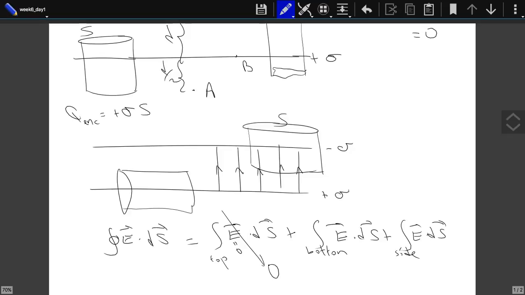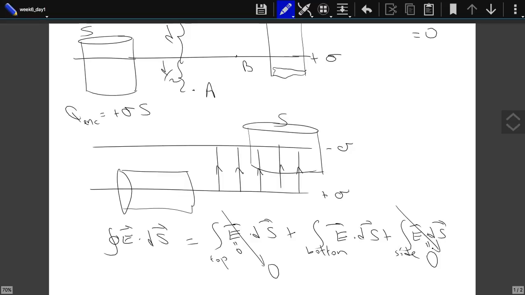On the sides, why? The dS vector, or the area vector, is horizontal. At this point it will be pointing in that direction, at this point it will be pointing in this direction, but at every point it will be horizontal, whereas the electric field is vertical. So whichever point I consider on the side, this E dot dS is always zero. It's not the electric field that is zero or the dS that is zero, but their scalar product is always zero. The integral is zero. Let's look at the bottom.